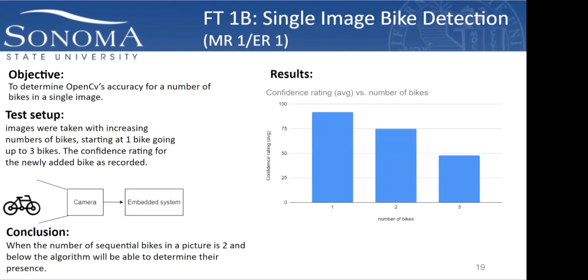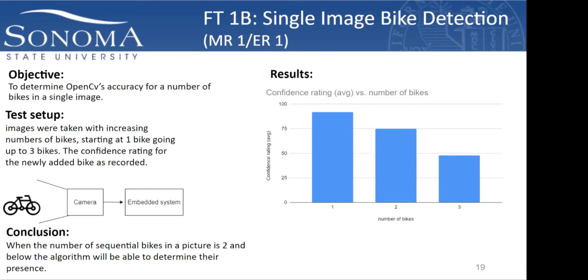Another test is for single image bike detection. Here we added increasing numbers of bikes to see at what point OpenCV would still be accurate for determining the number of bikes in a single image. On the right, we have our graph where we show the confidence rating. This is how confident OpenCV is in its result of the object that it determines something is.